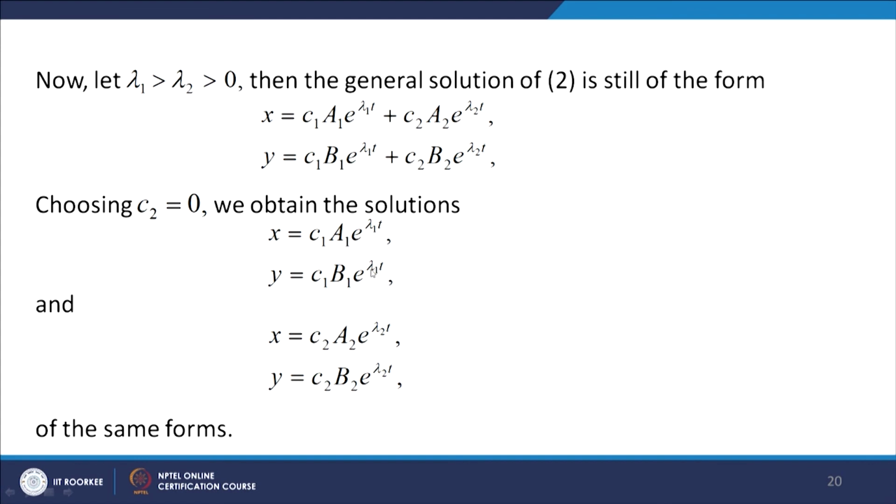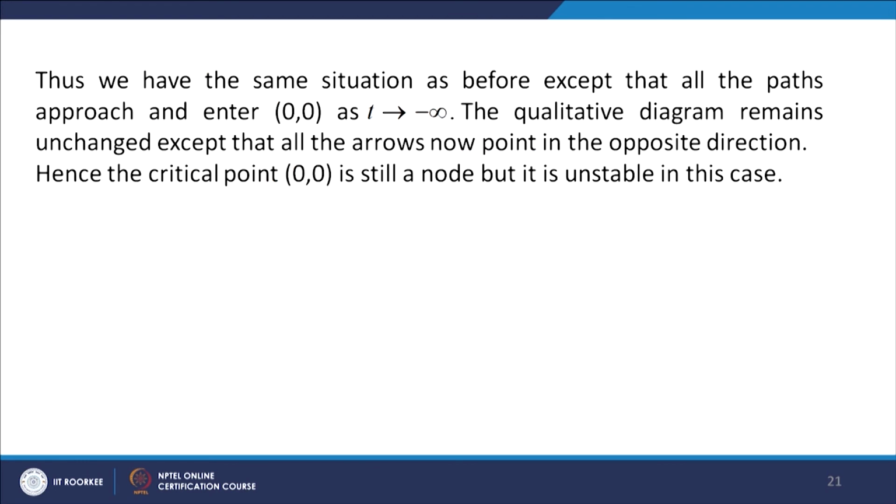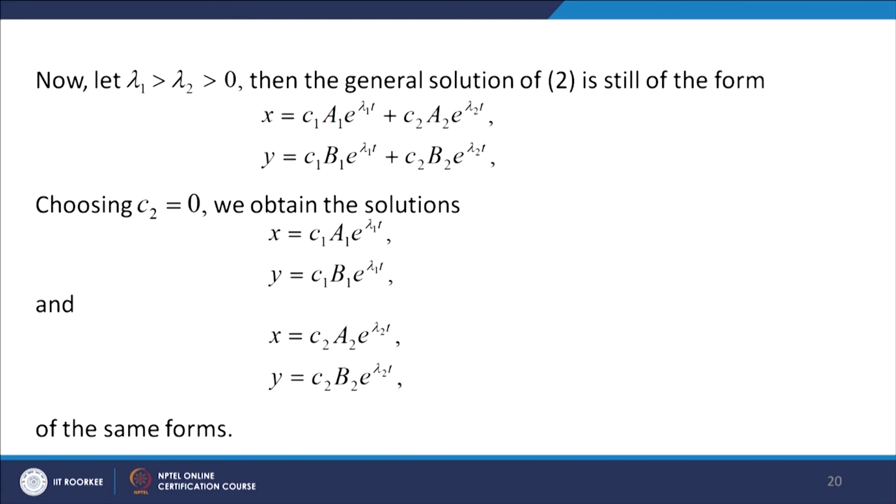and if we choose c1 equal to 0, then x becomes c2 a2 e to the power lambda 2 t, y is equal to c2 b2 e to the power lambda 2 t. So, we get solutions of the same form as in the case of lambda 1 and lambda 2 both being negative. Now, what is the difference here? We have the same situation as before, except that all the paths approach and enter (0,0) as t goes to minus infinity, because lambda 1 and lambda 2 are positive. So, they enter (0,0) when t goes to minus infinity.